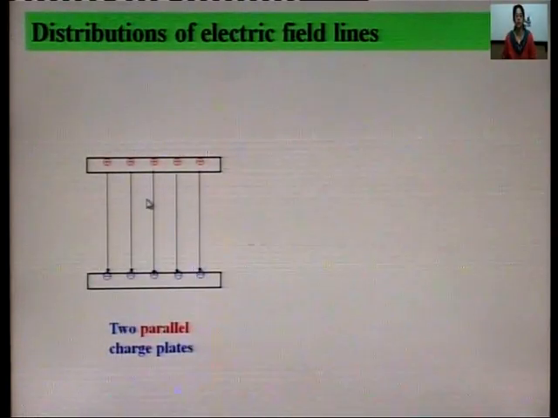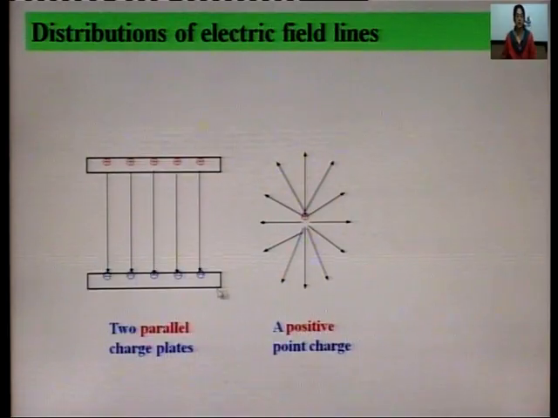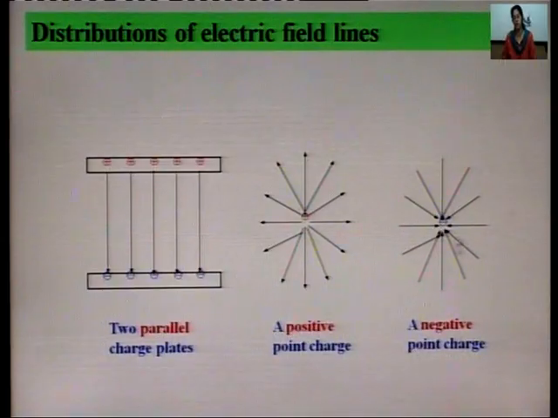This shows the electric lines of force between two charged plates. They start from positive and they end on the negative plate. This is the positive plate and this is the negative plate. For a positive point charge, radially outwards. For a negative point charge, radially inwards. And for two charged parallel plates, they start from positive and they end on negative.